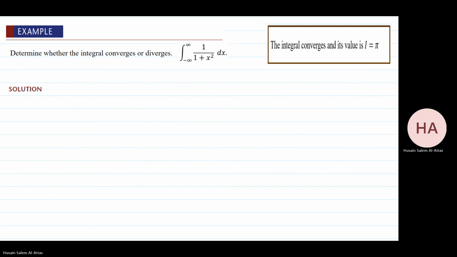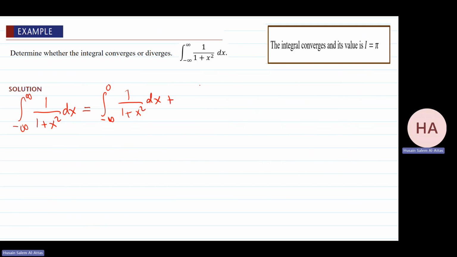Question. This one. Okay. I need to split it as usual. Minus infinity to infinity, 1 over 1 plus x squared dx. That will be minus infinity to 0 plus 0 to infinity. Usually you use 0. It's usually a good number to choose. The calculation will be easier. So we'll do integration now. The first one.